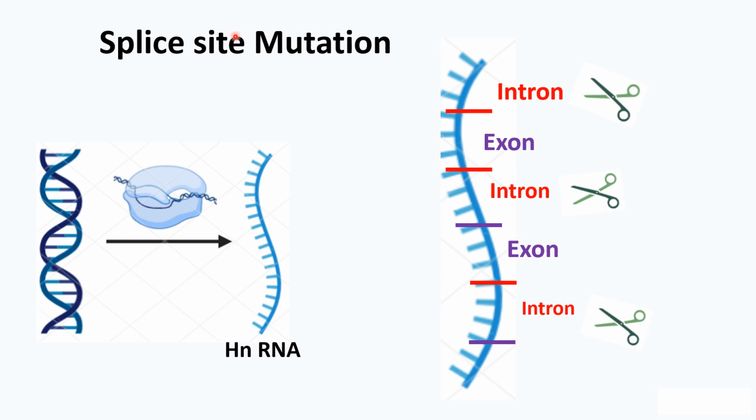In this splice site mutation, the introns are not spliced properly, or they are not removed properly, resulting in the retention of the intron. A common disease which happens because of the splice site mutation is beta thalassemia.